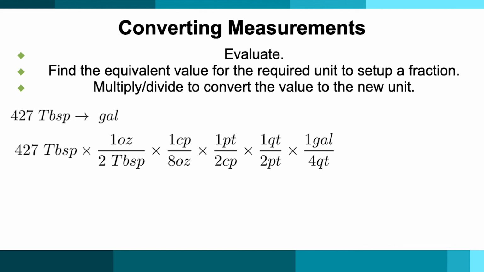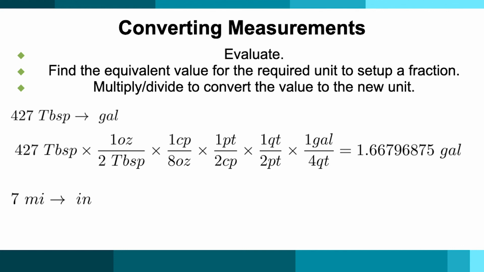Now I have to set that up so that when I'm multiplying across, I'm getting rid of and moving the right way through the values. So we'll say we're kind of like canceling. Tablespoons cancels with tablespoons, leaving me ounces. Ounces cancels with ounces, leaving me cups. Cups cancels with cups, leaving pints. Then pints cancels with pints, leaving quarts. And then quarts cancel with quarts, leaving gallons. And that's ultimately how the conversion works, leaving that final number to be the amount of gallons based on that original amount of tablespoons.